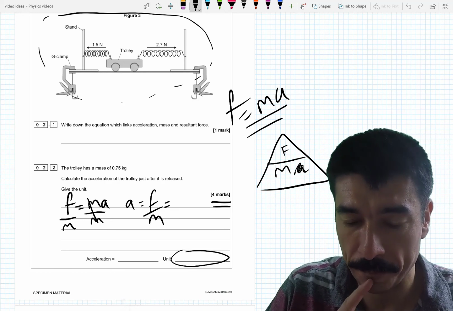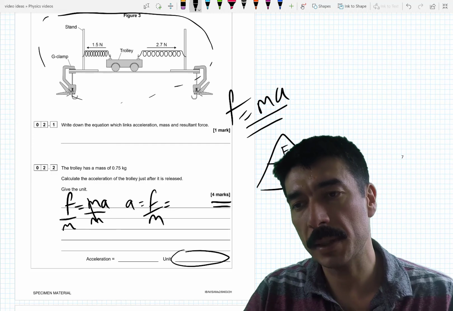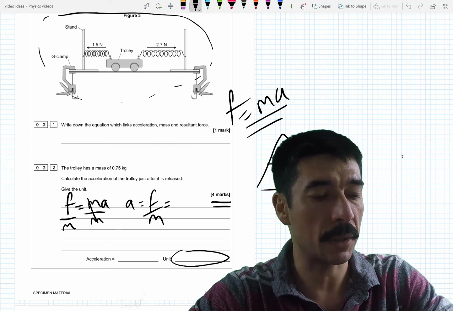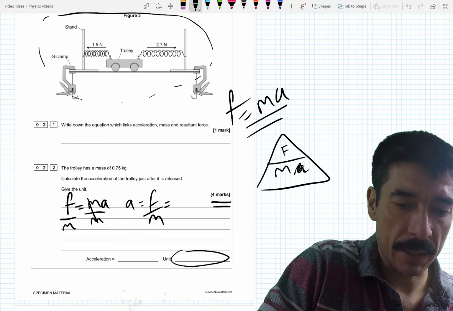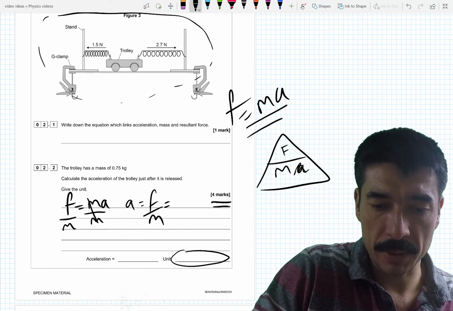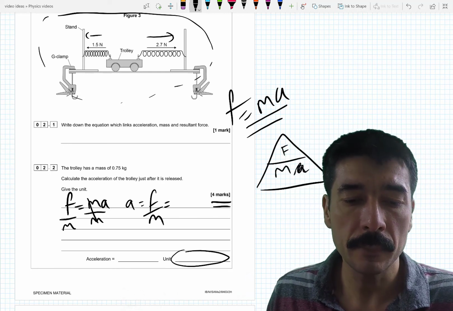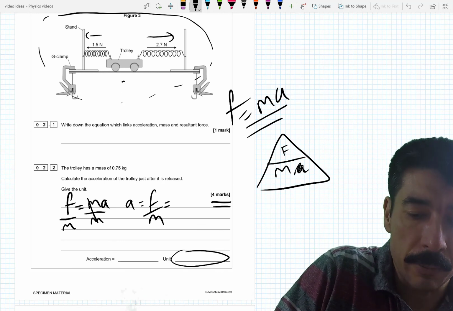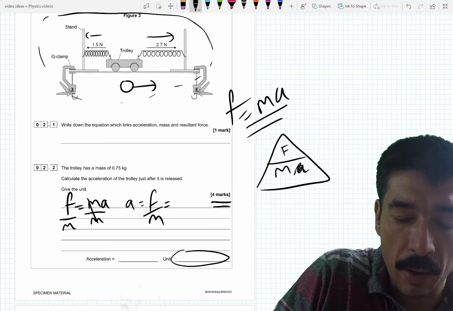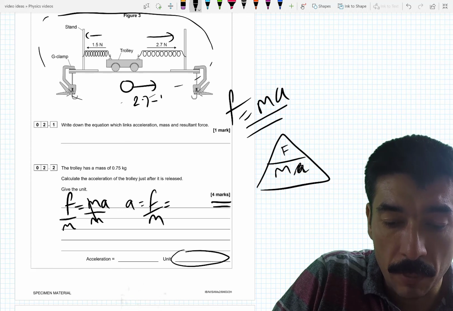The force. There's 2 forces. Which one shall I use? Well, this is where that extra mark comes in. You've got to resolve the forces. So I've got 1.5 newtons acting in this direction, 2.7 newtons acting in this direction. They're different sizes. I'll redraw it. It's going to be as though you've only got a force of 2.7 minus 1.5.